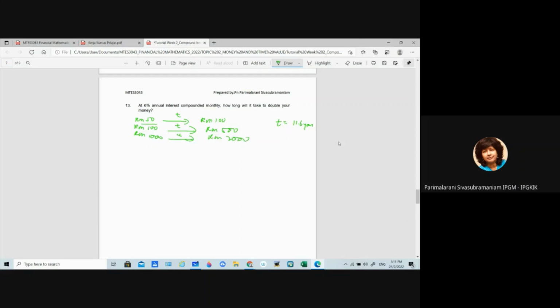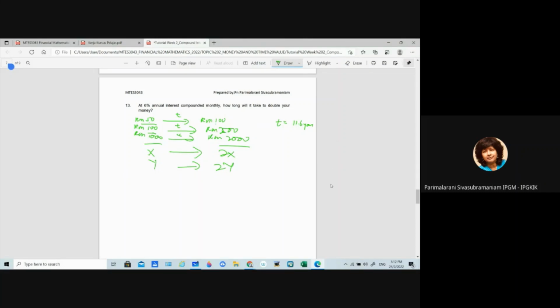So you can start with any value you want. Your present value can be 50, future value can be 100; present value can be 100, future value can be 200; present value can be 1,000, future value can be 2,000. So you can put any value for present value and just double it for future value. Or you can just use a variable: how long does it take X to become 2X, or Y to become 2Y? You can use a variable here.